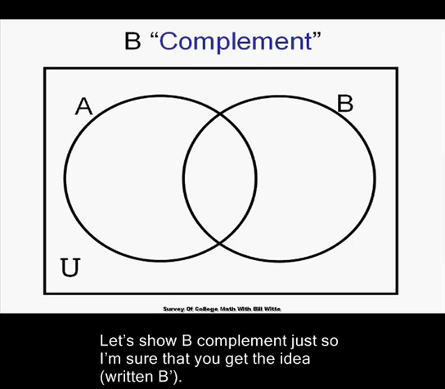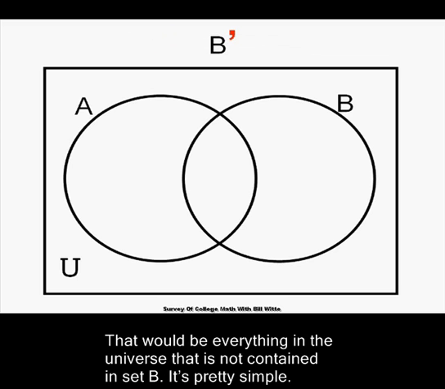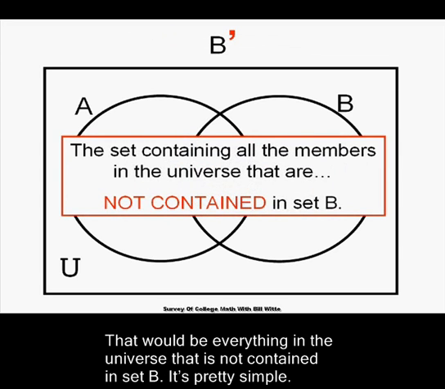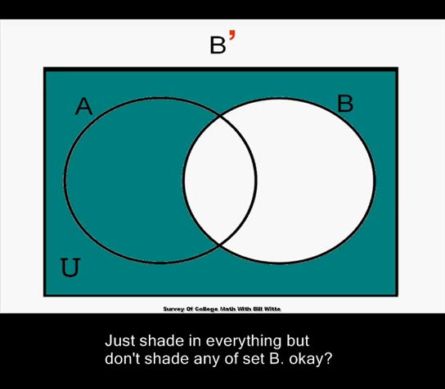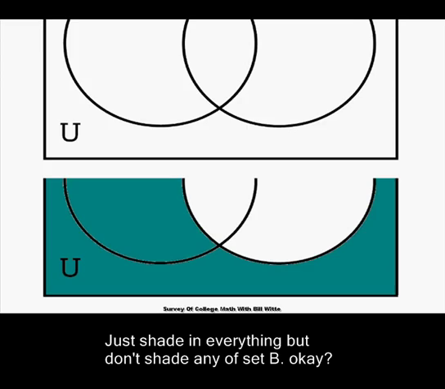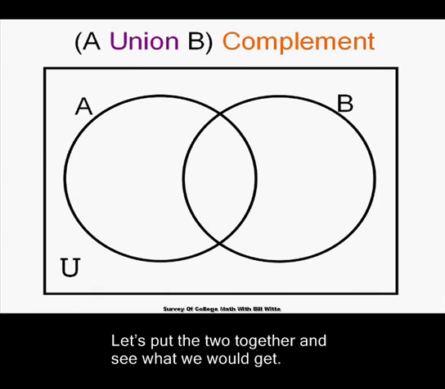Okay, well, do B complement, just so you get the idea. Written B complement, of course, that would be everything in the universe that is not contained in set B. Pretty simple. Just shade in everything, but don't shade in B. Okay, now we'll put the two together and see what we would get.